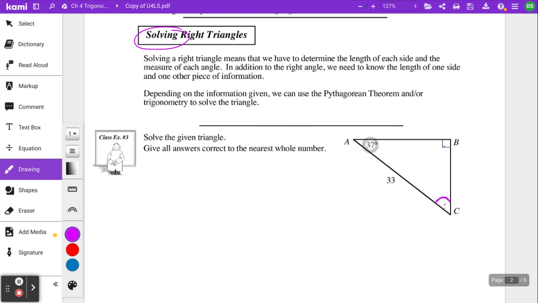So all three corners will add to 180. But I already know there's a 90. So take 90 out of it. And if you just do 90 minus 37, you will find that angle C. One point, easy. What is it? 53 degrees. All right. So that's a simple one.